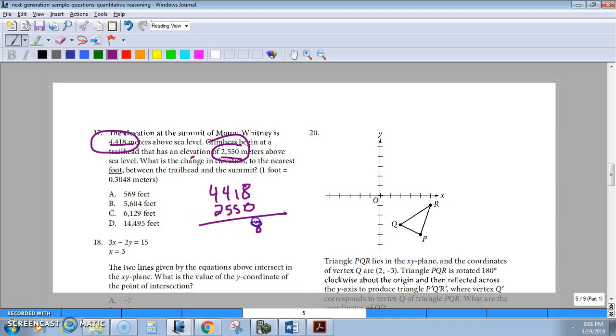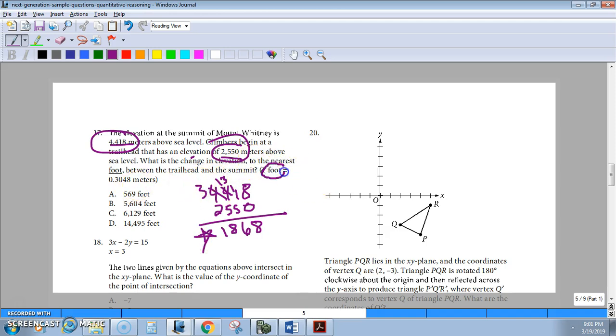So 8 minus 0 is 8. Cancel this, make this 3, make this 11. 11 minus 5 is 6. Then move this over and make this 3, make this 13. 13 minus 5 is 8. Check my mental math: 1,868. But that's obviously not the answer yet. I found the amount of meters, and I still have to find the amount of feet. Luckily, I have the correct amount of meters, right?